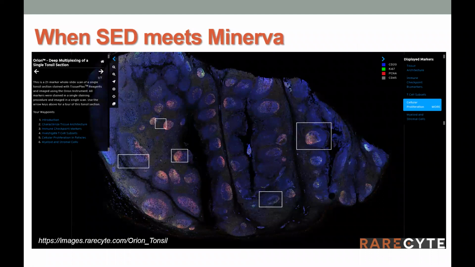Again, because the company works closely with us, we use the same type of web interface to show what we have achieved. If you are interested, you can go to the company website to see what we have done. Although this is just a proof of principle on a tonsil case, it's still a multiple marker combination, so you can see what kind of resolution you can achieve.